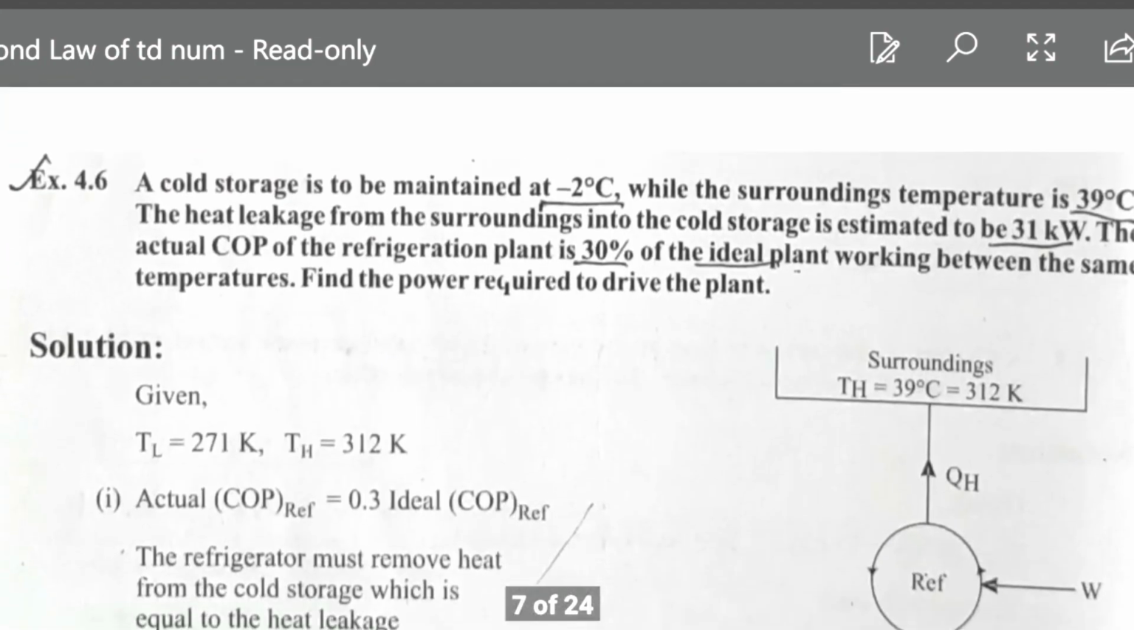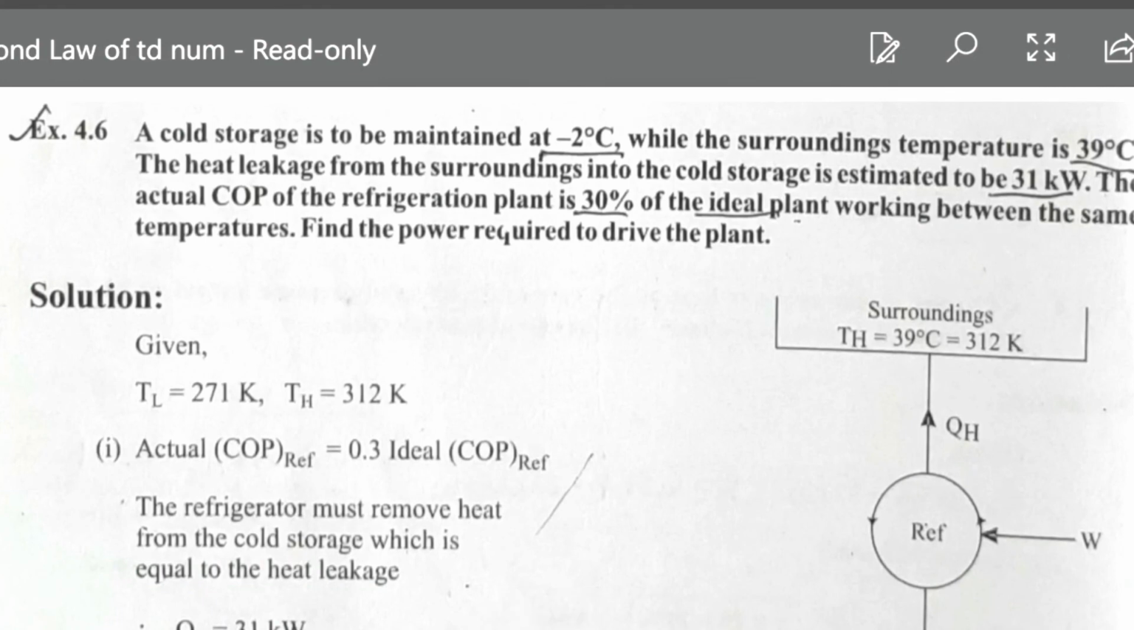Now next problem is, a cold storage is to be maintained at -2 degrees centigrade while the surrounding temperature is 39 degrees centigrade. The heat leakage from the surrounding into the cold storage is estimated to be 31 kilowatt. The actual COP of the refrigeration plant is 30% of the ideal plant working between the same temperature. Find the power required to drive the plant. In this problem, given data is TL equal to 271 Kelvin and TH equal to 312 Kelvin.